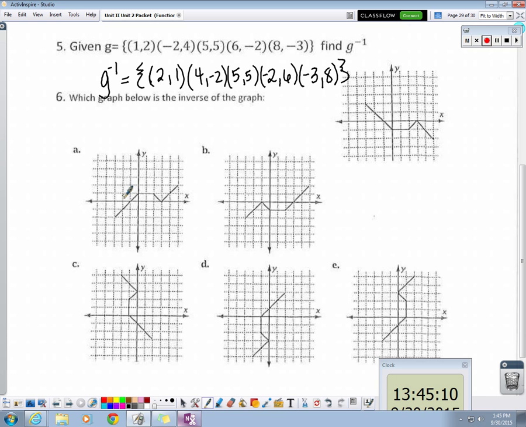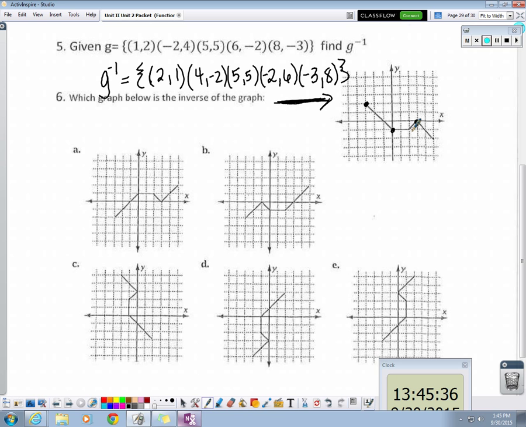Okay, number 6. Which graph below is the inverse of this graph? They gave you a graph over here, and they want to know which one out of A through E is the inverse of that graph. So what do you think we could do to figure that out? We could figure out some points on our original graph. Like if we plot 3 points, maybe there, there, and there. It could be any points you wanted, but I'll just plot those 3.